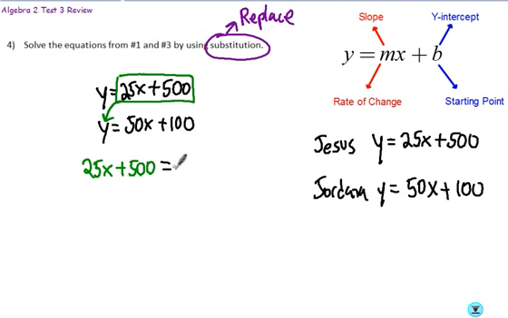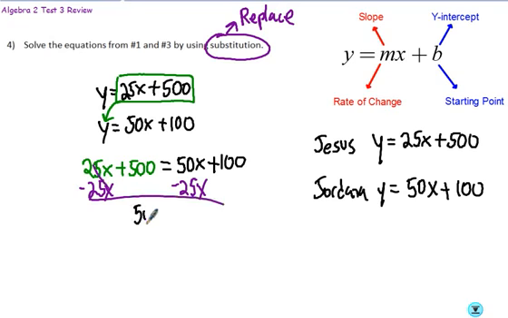equals 50x plus 100. Maybe another way to think of it is that we're taking two equations and combining them into one, because we can only solve one equation at a time. So we're just putting everything down into one equation. Alright, so I just want to get all my variables together on the same side. It doesn't matter which x I move. So I'll move this 25x over here with the 50, and then I get 500 equals 25x plus 100.